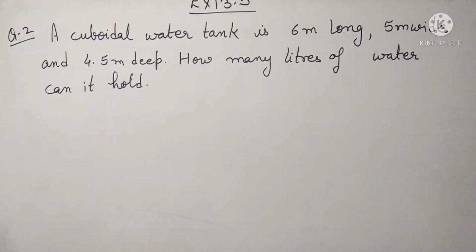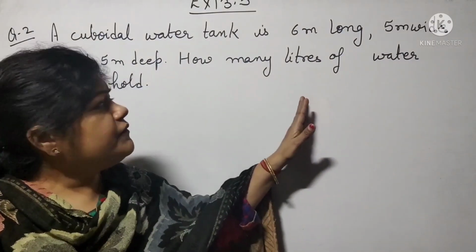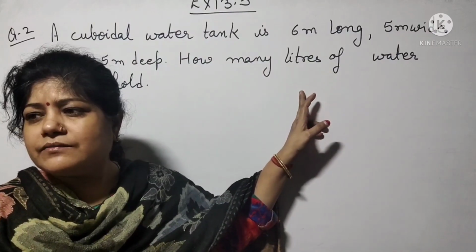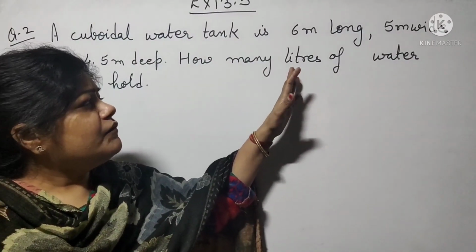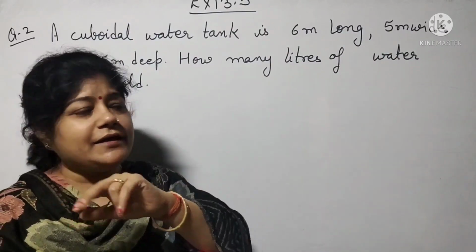A cuboidal water tank is 6 meter long, 5 meter wide and 4.5 meter deep. How many liters of water can it hold? That means we have a water tank, and we have to calculate how much water that tank will hold. Now the tank has a length, breadth and height which is given. But whenever we find the water in liters, what will we do? I will tell you, so watch this video till end.